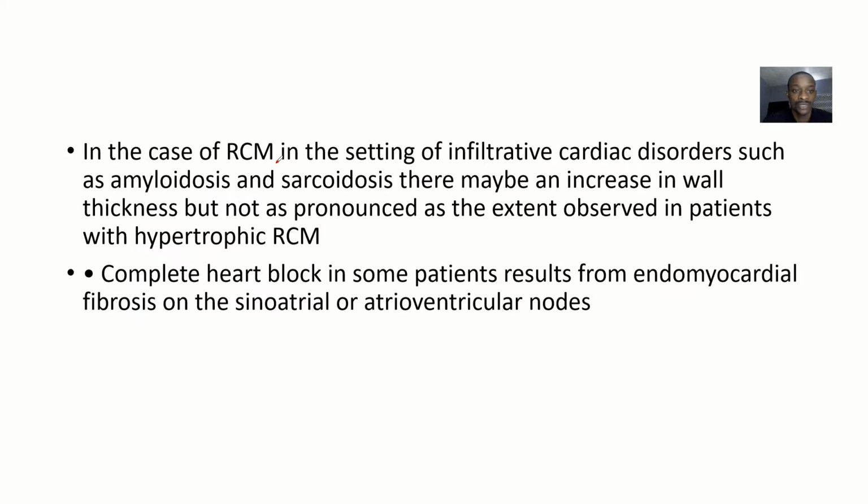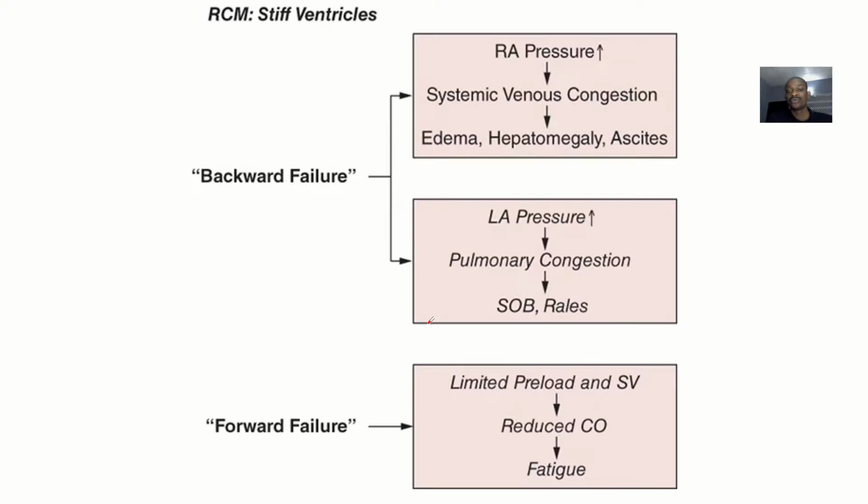So in rare cases of restrictive cardiomyopathy, in the setting of what? Infiltrative cardiac disorders such as what? Amyloidosis or sarcoidosis, there may be an increase in what? Wall thickness, but not as pronounced as the extent observed in patients with hypertrophic cardiomyopathy, right? So complete heart block in some patients will result from what? Endomyocardial fibrosis on the sinoatrial or atrioventricular nodes.